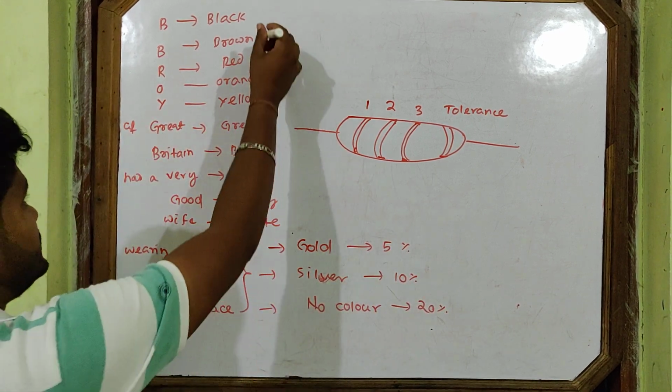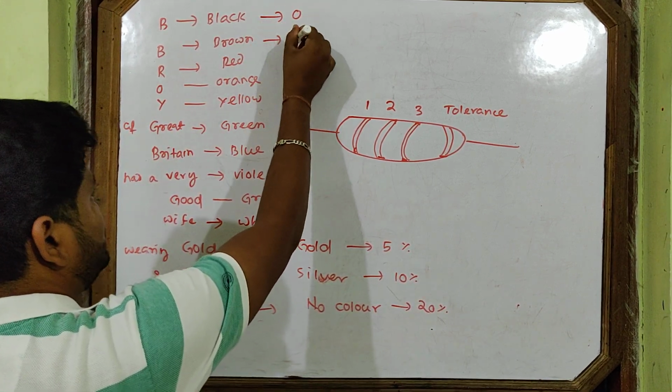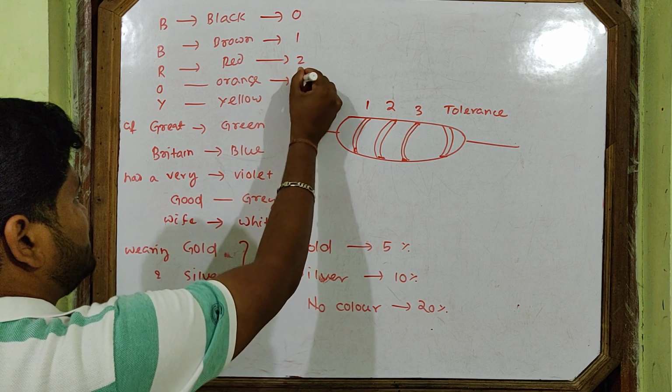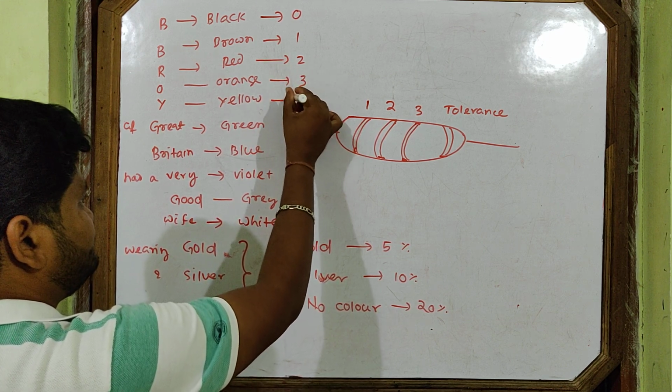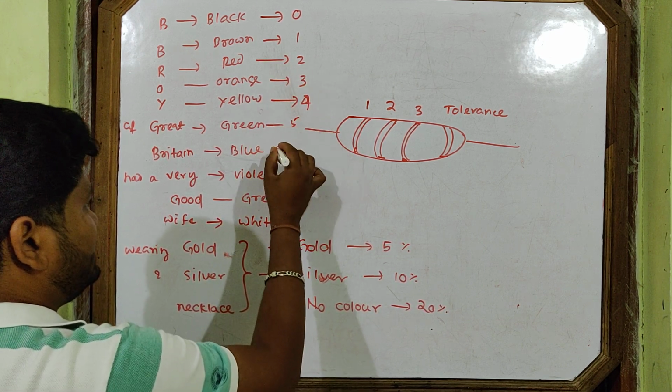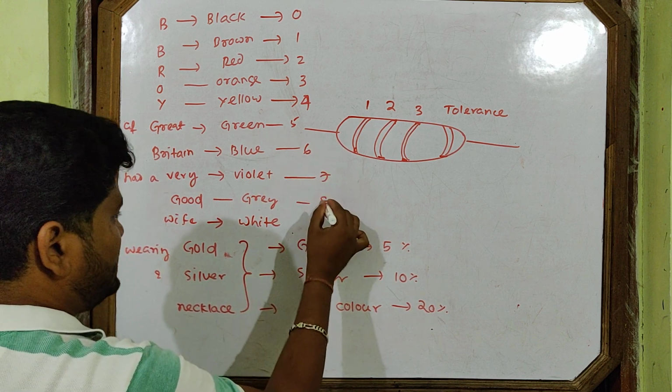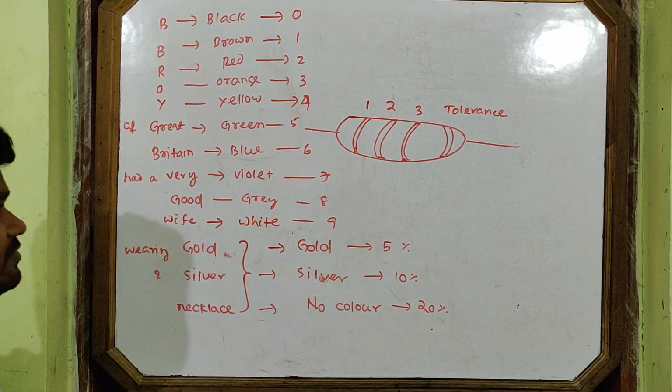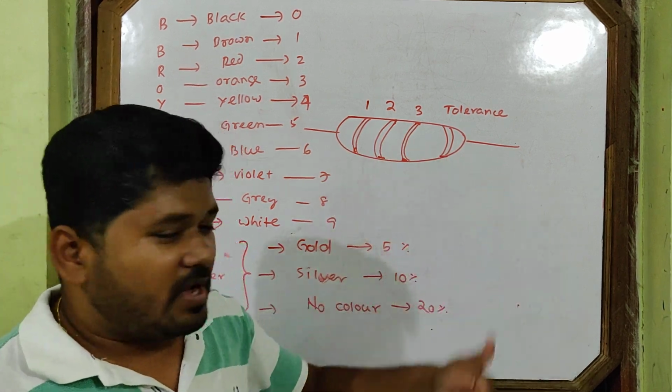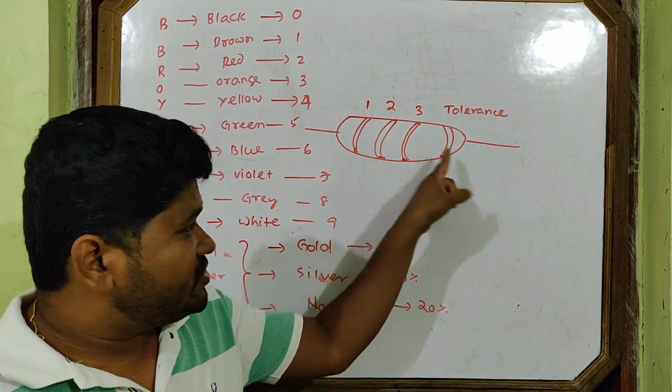Okay, those values fluctuate. For black the code is 0, 1, 2, 3, 4, 5, 6, 7, 8, 9. So if you got the codes now, okay, how will you find the resistance of this resistor?